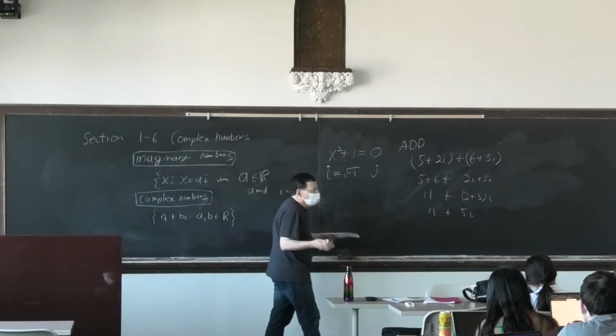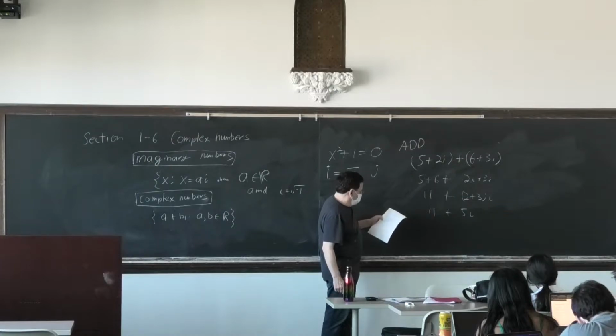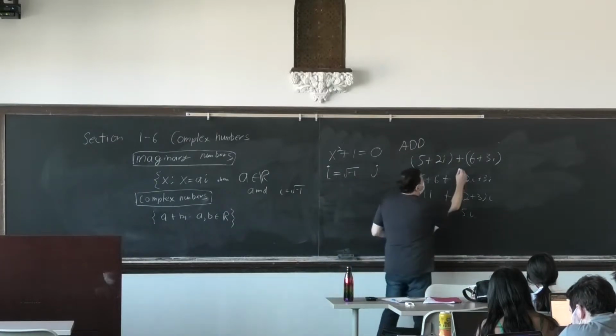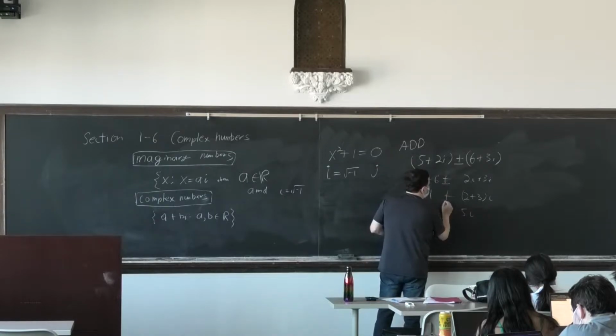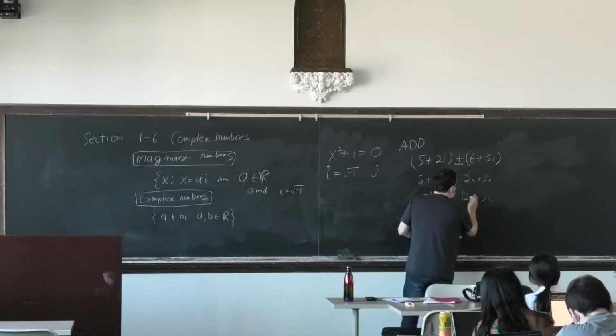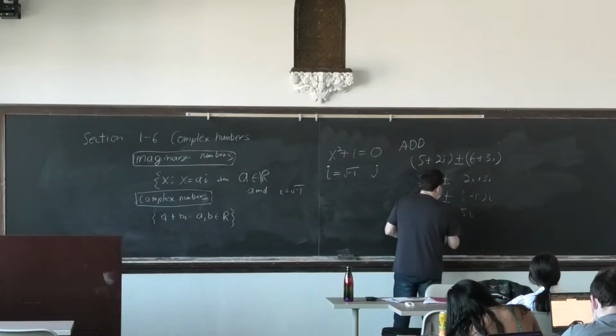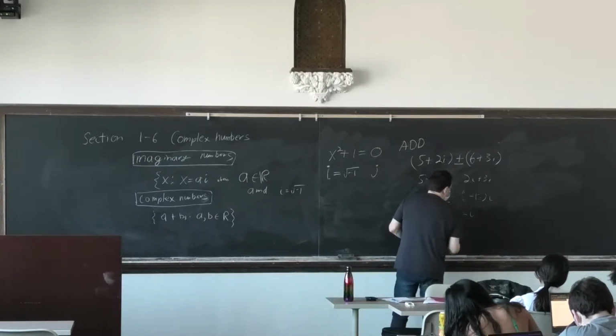So adding should be pretty straightforward. If I'm subtracting, it's the same thing, except I have 5 minus 6, which is minus 1, 2 minus 3 is minus 1, and I just have minus 1 plus minus i.